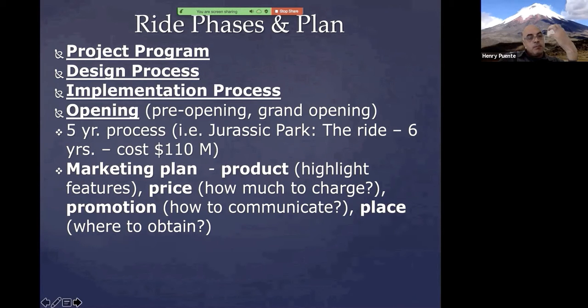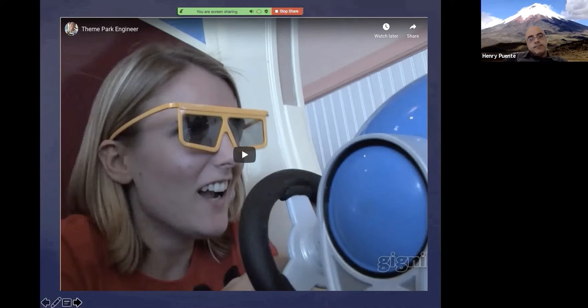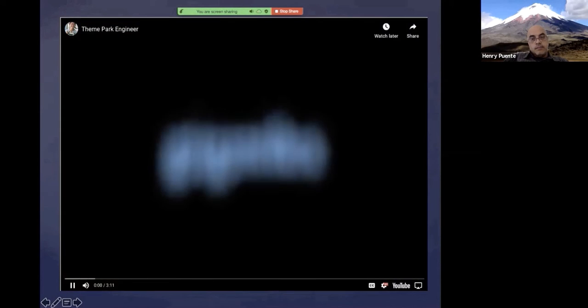Promotion, how are you going to communicate to the public? How are you going to best promote this new ride or attraction to the target audience, whoever that target audience might be? Then of course the place is, where do you obtain tickets so you can go and get on this particular ride, whether you're going to buy tickets at the actual physical park, or you're going to buy tickets online, or both. So here's a pretty cool video of a Disney Imagineer.